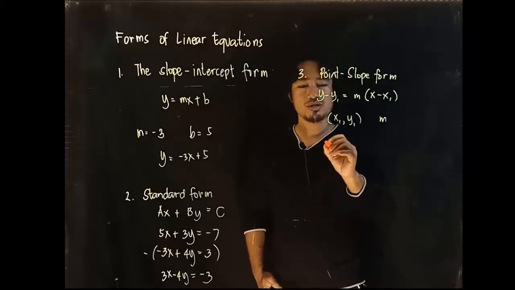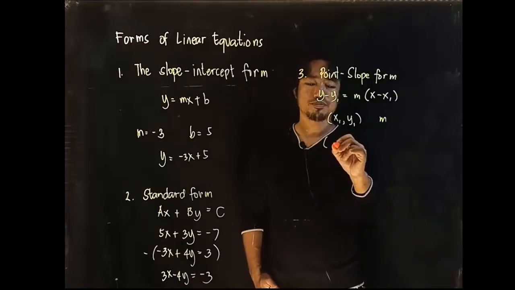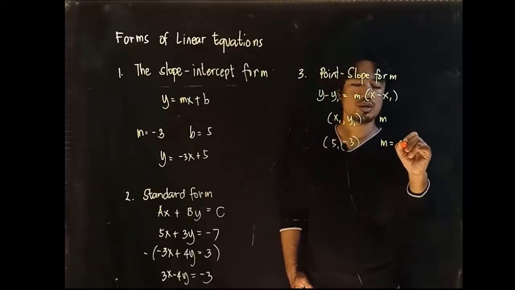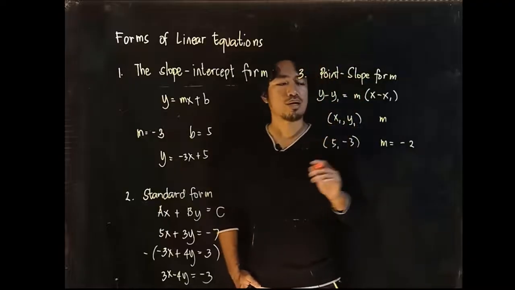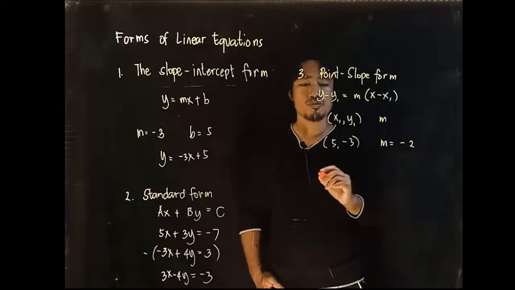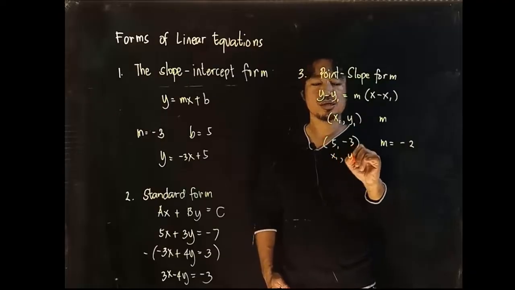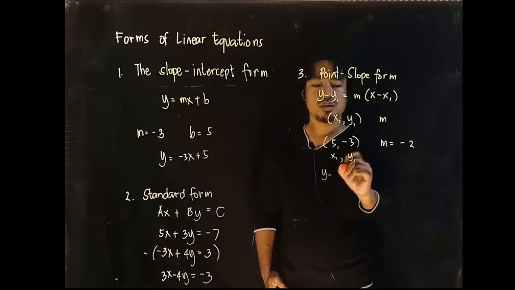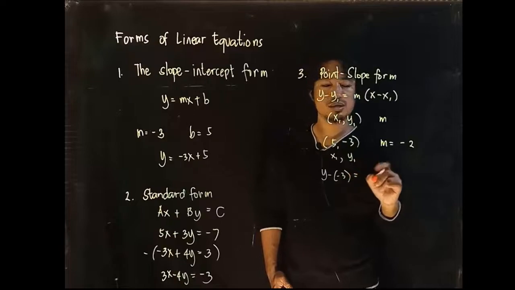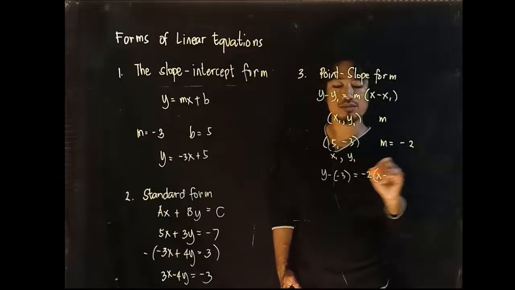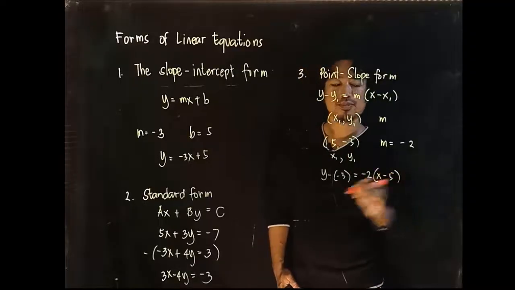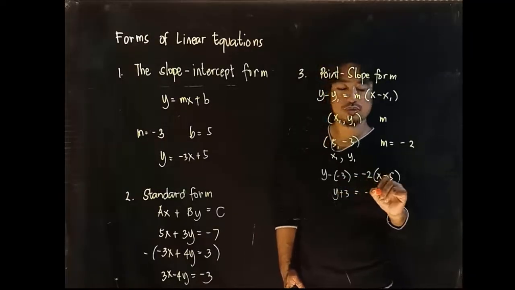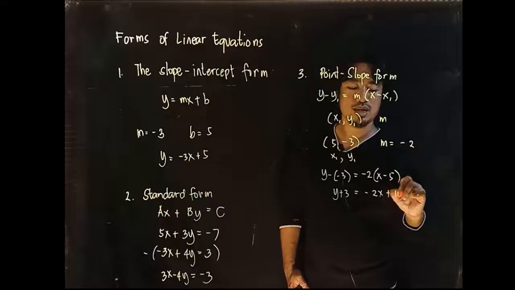So for instance, you are given a point of 5, negative 3, and a slope m equal to negative 2. Plugging these into our point-slope form, this is our x1 and this is y1. Substituting these values, y minus negative 3 equals the slope, negative 2, times x minus x1, which is 5. Simplifying this equation will give us y plus 3 equals negative 2x plus 10.